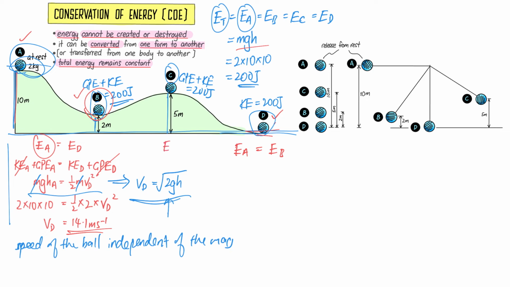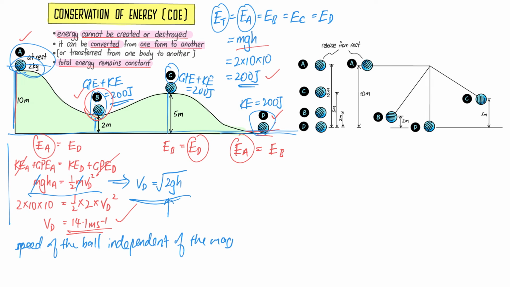I can also choose total energy at point B equals total energy at point D, because I already know the KE, the speed of the ball at point D. But what if this answer is wrong? That will lead to another wrong answer. So theoretically, you can use any 2 points. I will still stick to A because that's the easiest, and I already know it's 200 here.